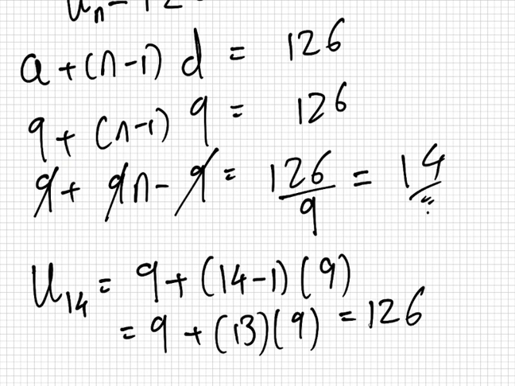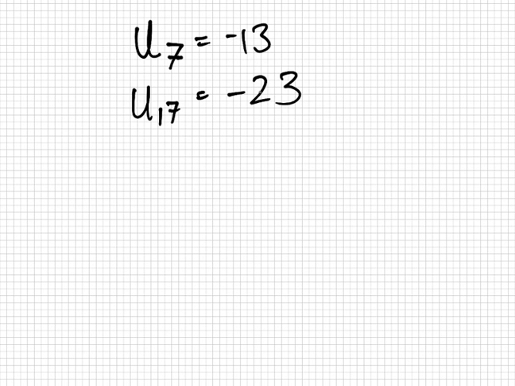4a. Okay, can I scroll down? Yeah. So 4a. So in number 4a, I tell you that the 7th term is minus 13, and the 17th term is minus 23. I only give you two terms in the sequence. I tell you what is the 7th, and then I tell you what is the 17th, and that's it.